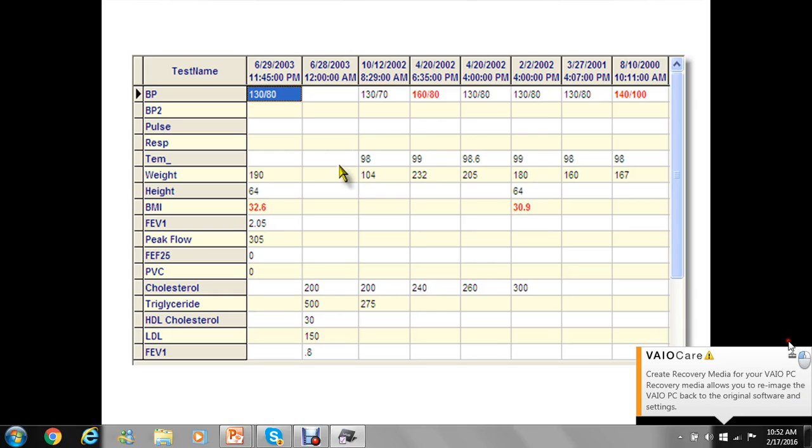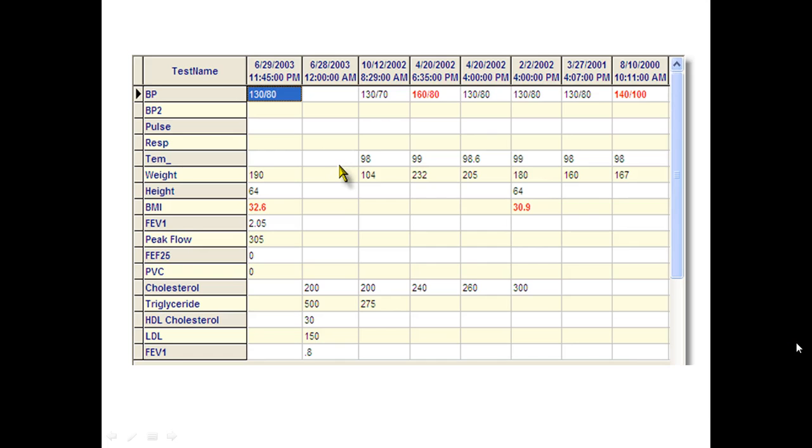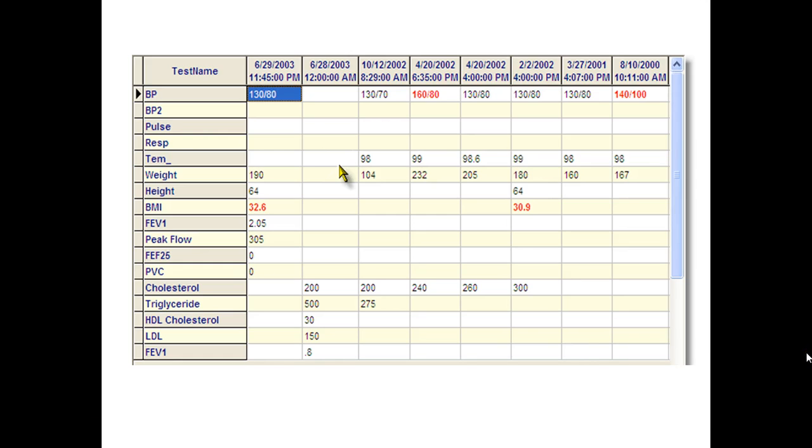this flow sheet actually looks at data over years. Some electronic medical records are able to aggregate data over years. This really high blood pressure of 140 over 120 was in 2000, where this blood pressure of 160 over 80 was in 2002. So from this, we can see that the patient has had a history of having high blood pressure.